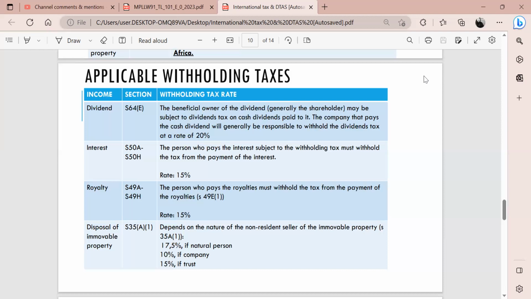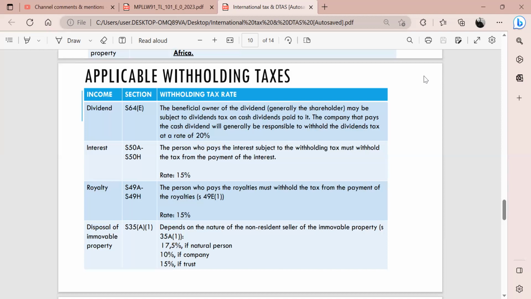Interest. In terms of Section 50, the person who pays the interest subject to withholding tax must withhold the tax from the payment of interest, and the rate is 15% withholding tax. This is on interest income. Royalty, Section 49. The person who pays the royalty must withhold the tax from the payment of the royalties in terms of Section 49E. The rate is 15%.